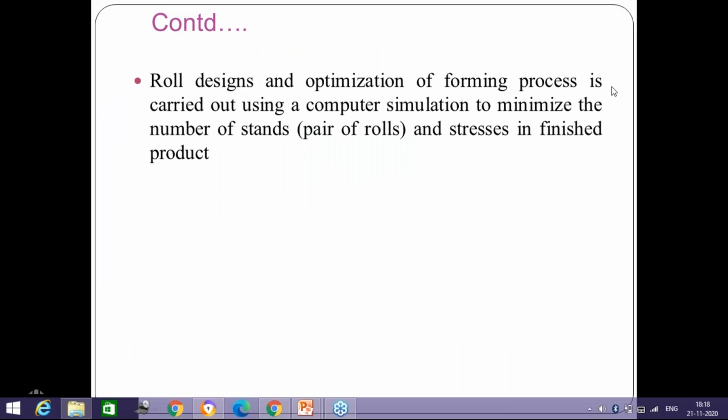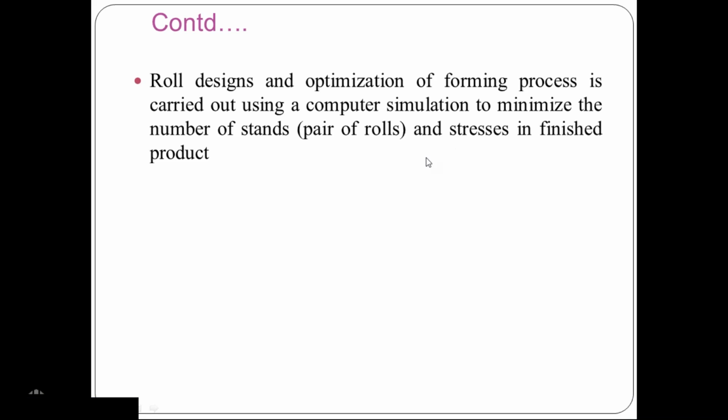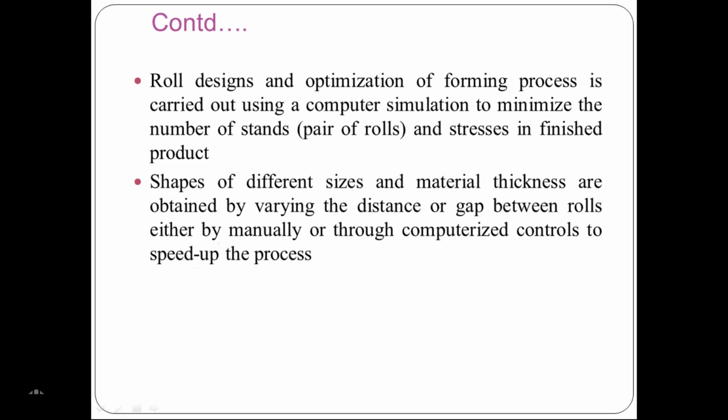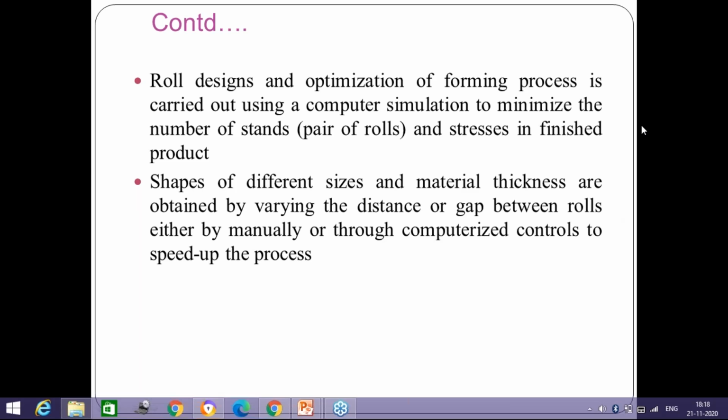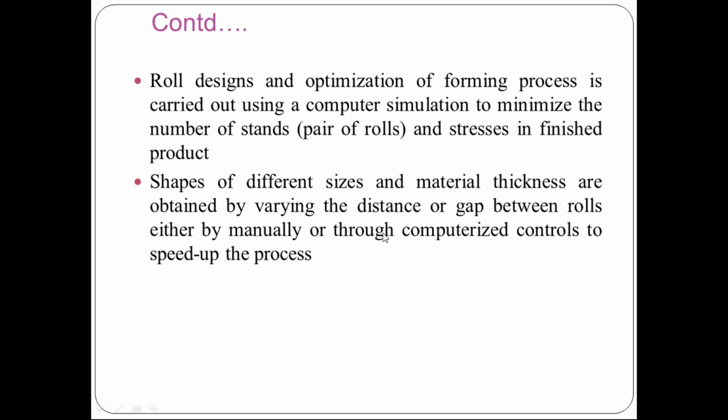Roll designs and optimization of a forming process is carried out using computer simulation to minimize the number of stands, pair of rolls, and stresses in a finished shape. Shapes of different sizes and material thickness are obtained by varying the distance or gap between rolls, either manually or through computerized control to speed up the process. Now we will see the process description.